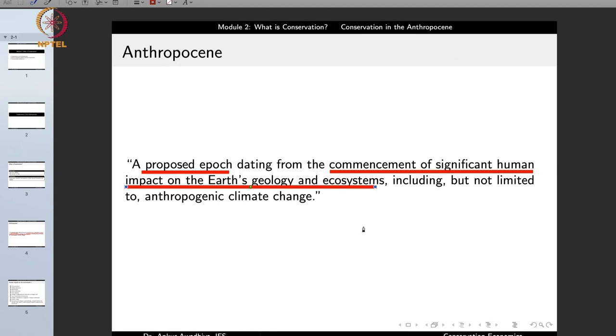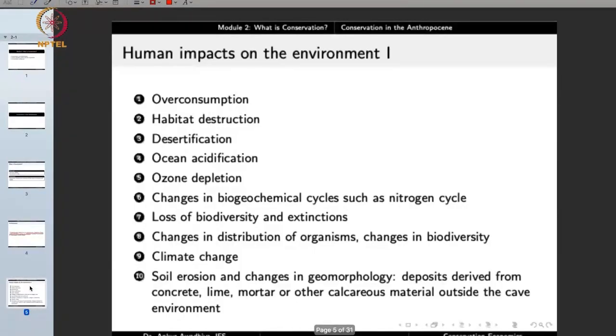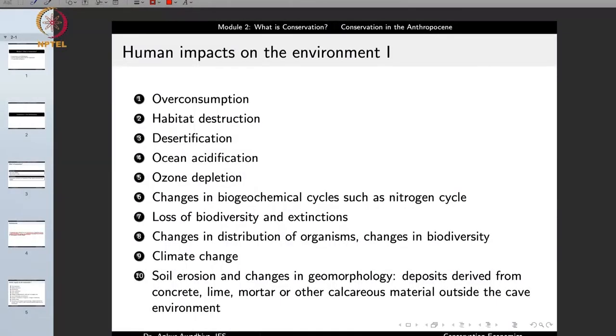So it is a time period, and this time period begins from the beginning of significant human impact on the Earth's geology and on the Earth's ecosystems. And it includes, but is not limited to, anthropogenic, which means man-made, climate change. So it includes man-made climate change, it includes global warming, but it also includes a number of other things. Now, what are those other things? The first such impact is overconsumption. So consumption by itself is not bad, but overconsumption is tragic.